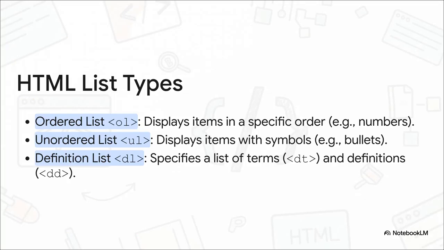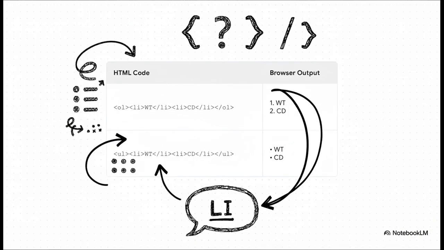So HTML gives us 3 main kinds of lists. You've got your ordered list, OL, which, you guessed it, gives you a numbered list. Then there's the unordered list, UL, which gives you good old bullet points. And finally, the definition list, DL, which is perfect if you're making something like a glossary with terms and their definitions.